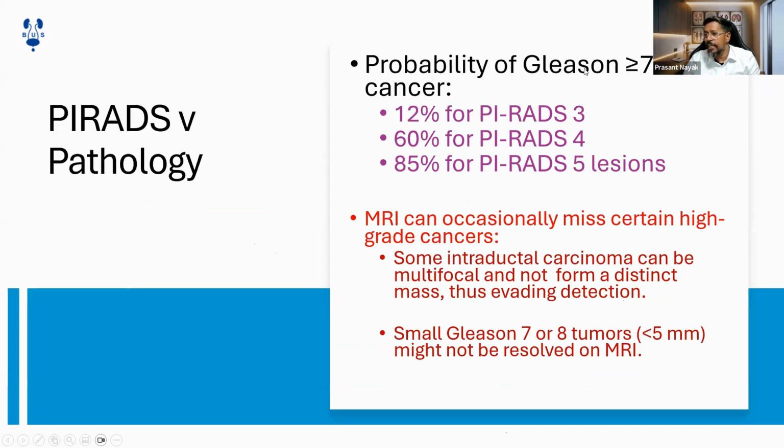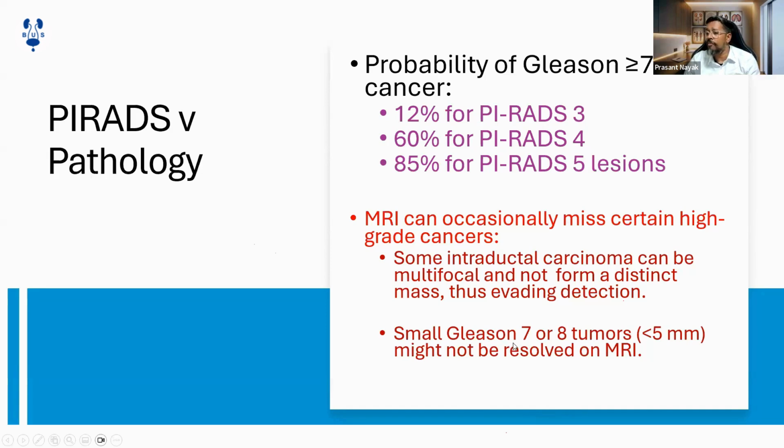So the probability of finding a Gleason 7 or higher cancer is around 12% if it is a PI-RADS 3, goes up to 60% if it's a PI-RADS 4, and up to 85% if it's a PI-RADS 5 lesion. So that is the idea why we say that MRI targeted biopsy picks up more clinically significant prostate cancer. However, MRI can miss intraductal carcinoma. Intraductal carcinoma is not a single focal lesion, but a multifocal and diffuse mass. That's why it may not light up as a distinct focal lesion. So that can be missed.